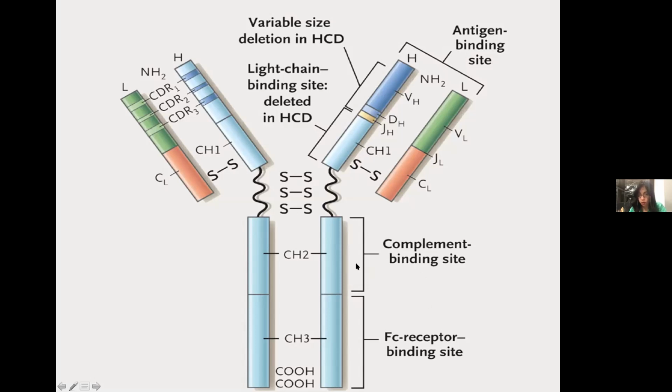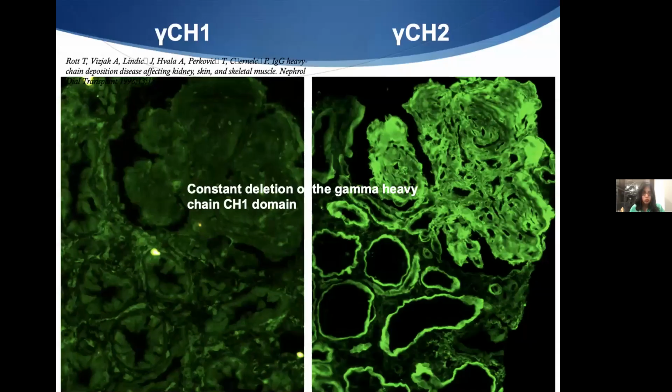However, the complement binding sites are intact, so you can still see sometimes C3 in this disease. Very difficult to diagnose if you have IgG and also C3. If you don't stain for kappa and lambda, then you are missing it. And as I said, this case, which was published in 1998 in NDT, showed constant deletion of the gamma heavy chain CH1 domain.